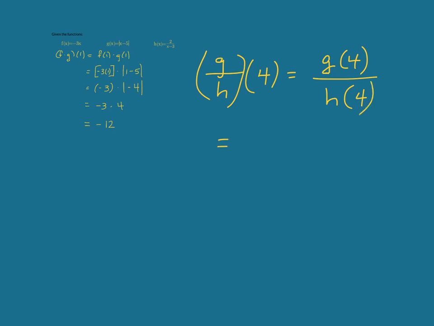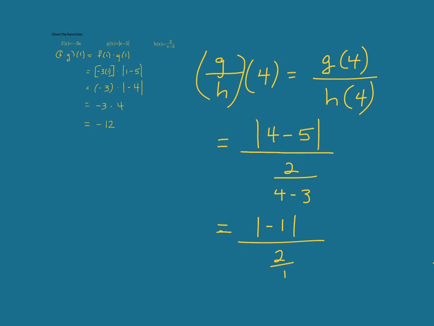So g of 4, I would replace the x in function g with the number 4. So that would turn into the absolute value of 4 minus 5. And then h of 4, we would replace the x in function h with the number 4. So that would be 2 over 4 minus 3. So let's start simplifying this, following the order of operations. So that's going to be the absolute value of negative 1 for this numerator, and the denominator is 2 divided by 1, which is just 2. So the absolute value of negative 1 is positive 1. 2 divided by 1 is 2, so our answer to that one is 1/2.